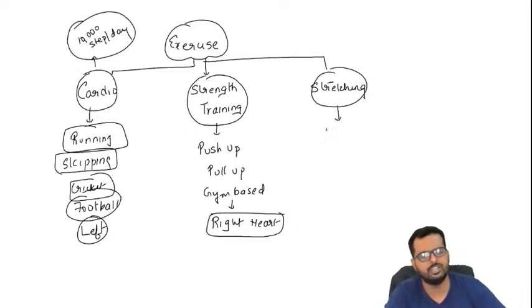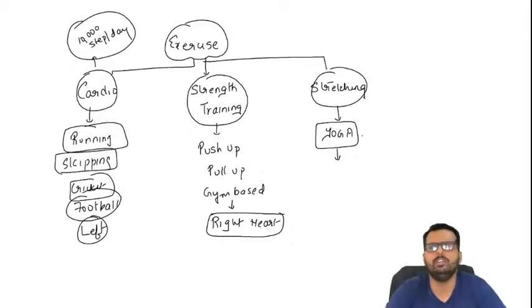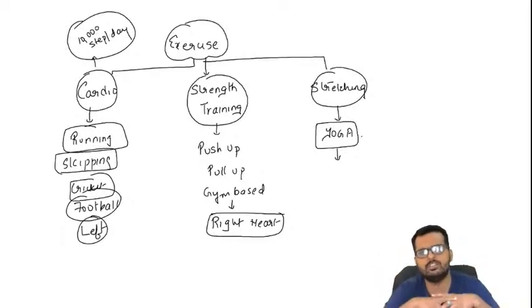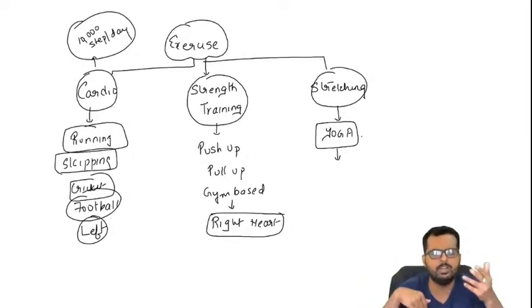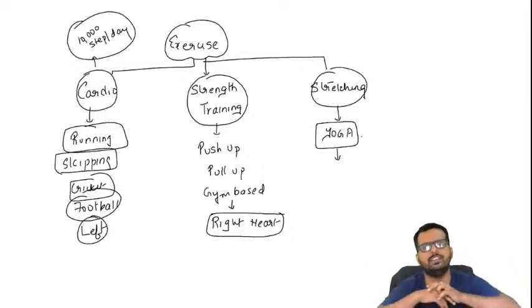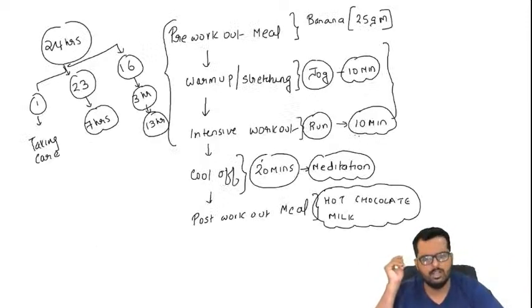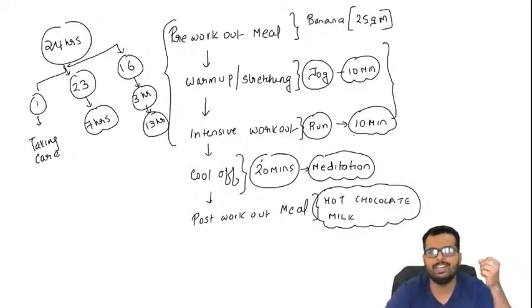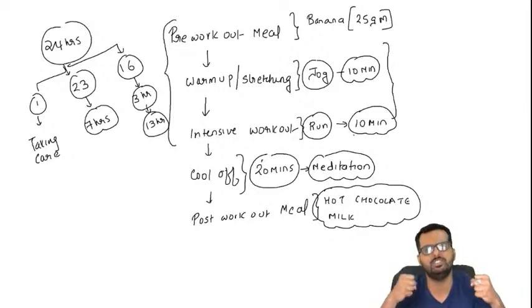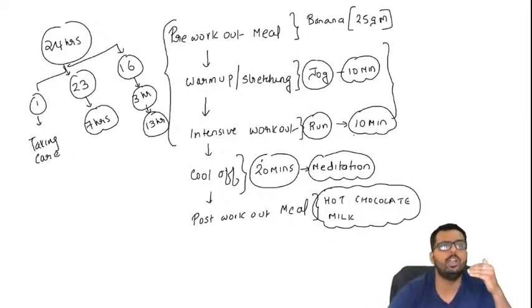And the third one is stretching. A classic example of stretching is yoga. Stretching makes your body very, very loose and flexible, which enables blood circulation very, very easily. This works both your left and right. So friends, each of these exercises has its own advantages. What I would suggest is, if you're spending a Monday doing cardio, spend a Tuesday doing strength, Wednesday doing stretching. Like this, you follow all the exercises with a pre-workout meal, with a warm-up, with an intensive workout, cool off and post-workout meal. This will give you amazing energy throughout the day to perform at your level best.